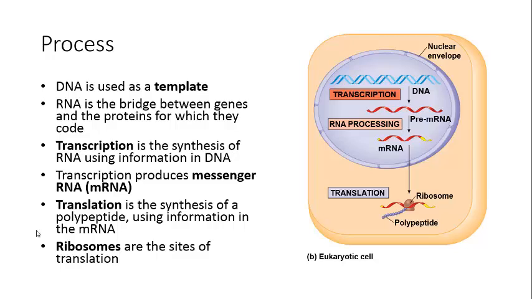We have a problem though. The DNA exists within the chromosomes that are present inside of the nucleus. The proteins are going to be made at the ribosomes, which exist outside of the nucleus. So somehow we have to get the information that's present within the DNA over to the ribosomes, which are found outside of the nucleus. The bridge between the genes and the proteins that they code for is RNA.